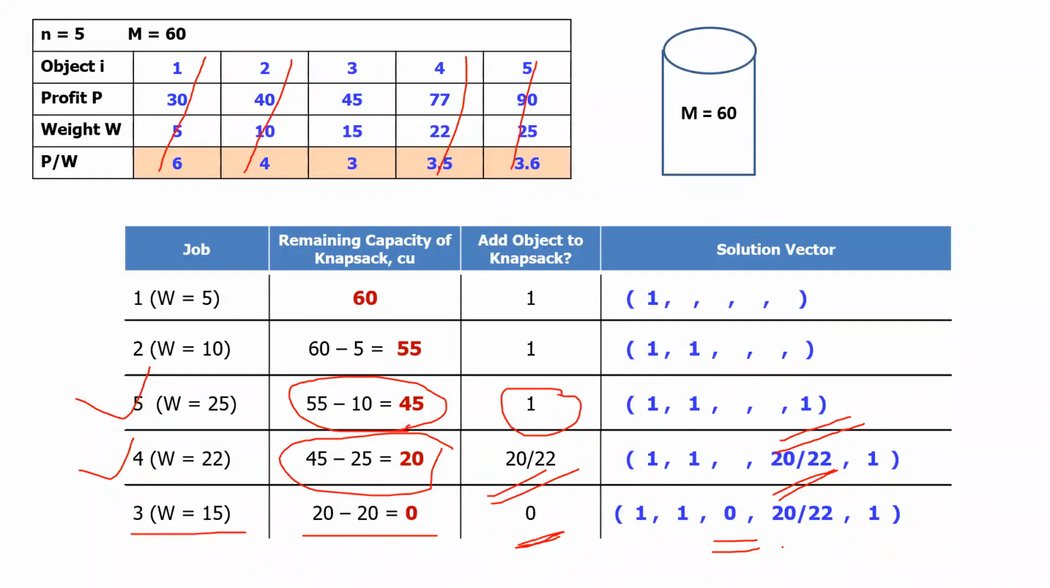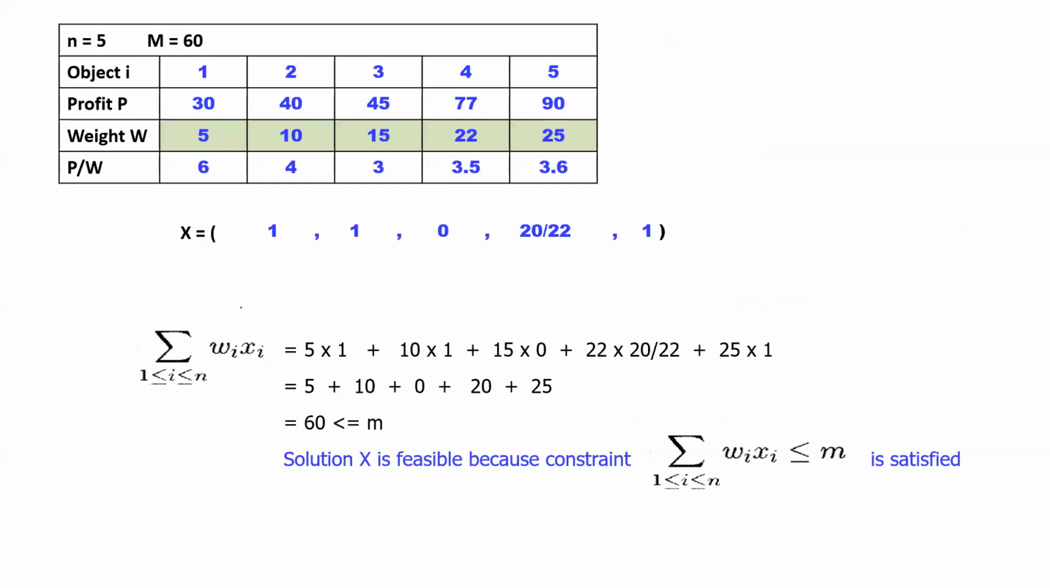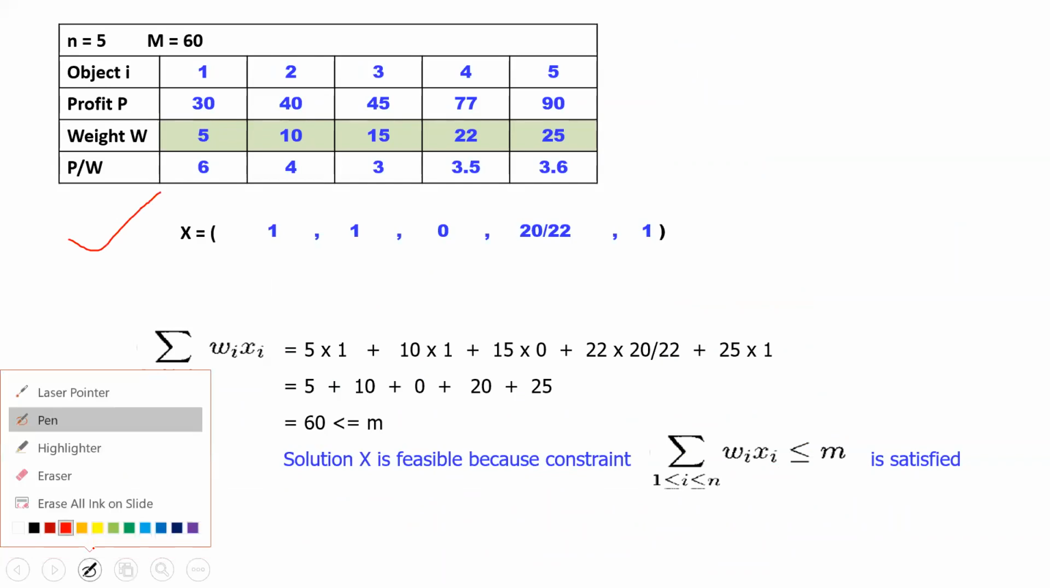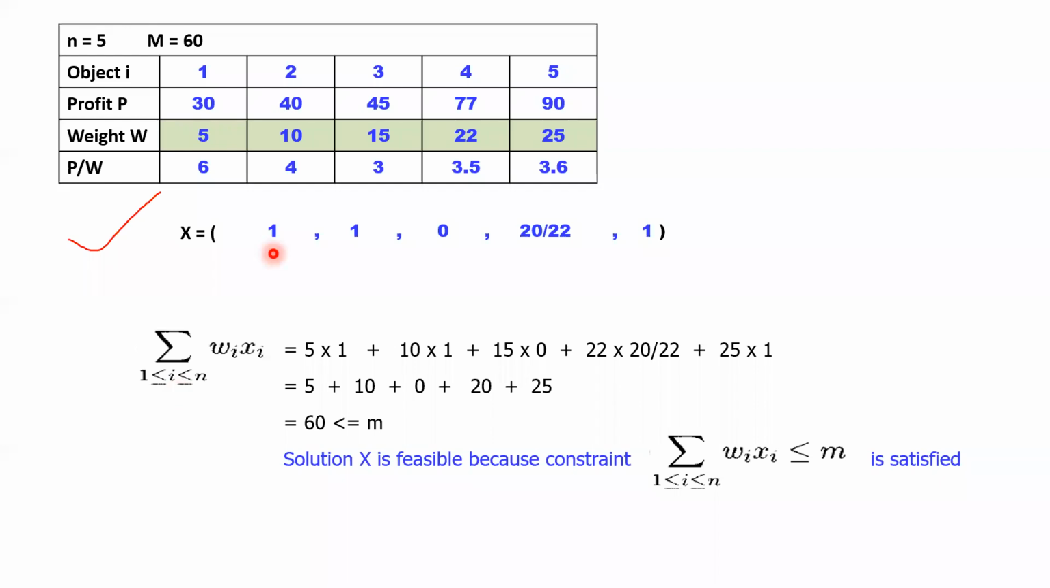Now I'll have to check whether the greedy approach that I have used satisfies the constraints. It should give me the maximum profit. Okay, so this is the solution vector that I have got: 1, 1, 0, 20 by 22, 1. Now I'll calculate how much weight of items I have filled in the bag.